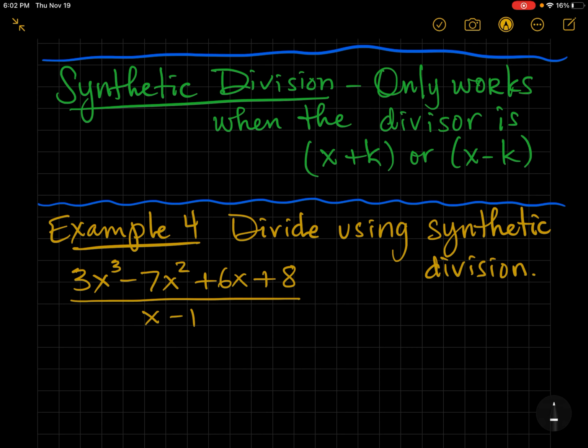Synthetic has one drawback. It only works when the divisor is of the form x plus k or x minus k. It works best, okay? There are some loopholes and things you can do to force it to work, but these are the times when I use it. For example, if the divisor is like x plus 3 or x minus 1, not 2x plus 3. I probably would just use long division if it was something like that.